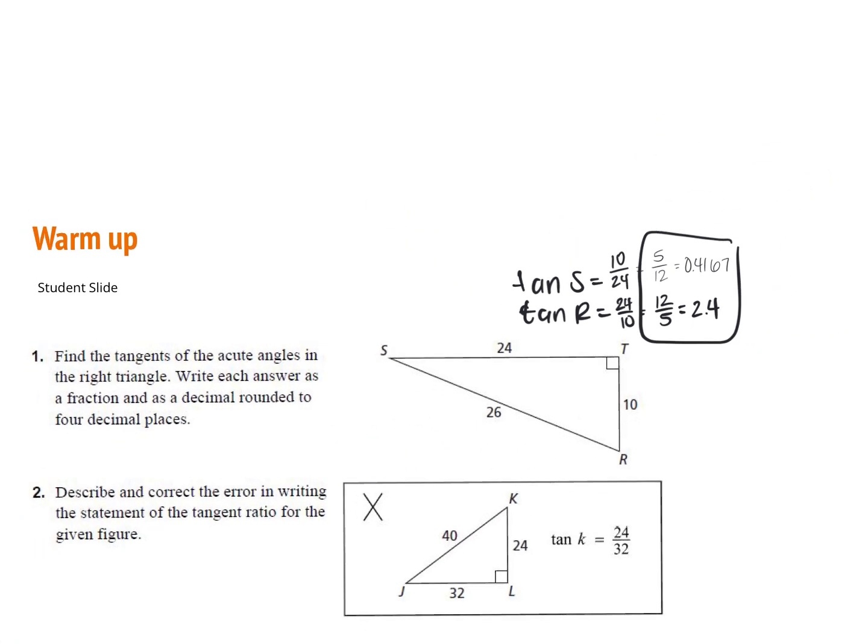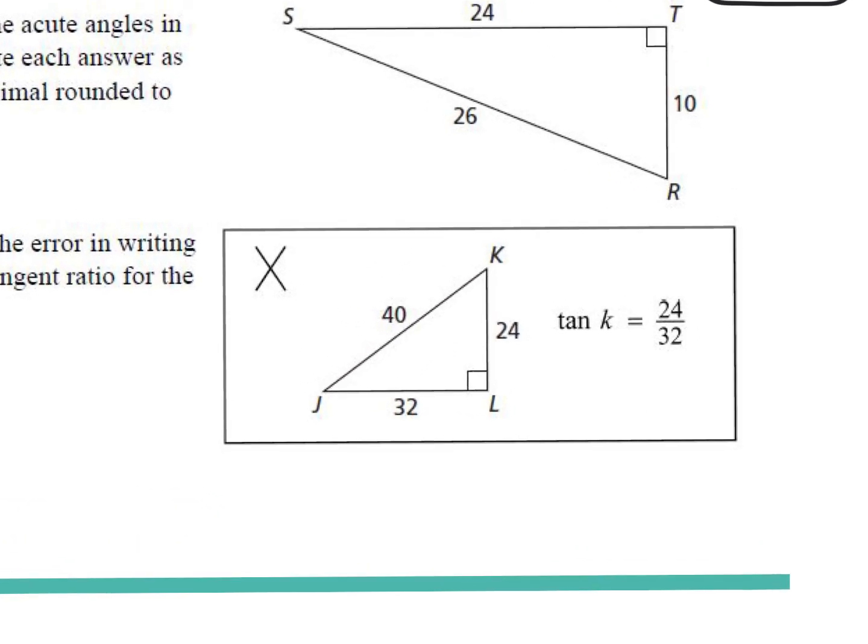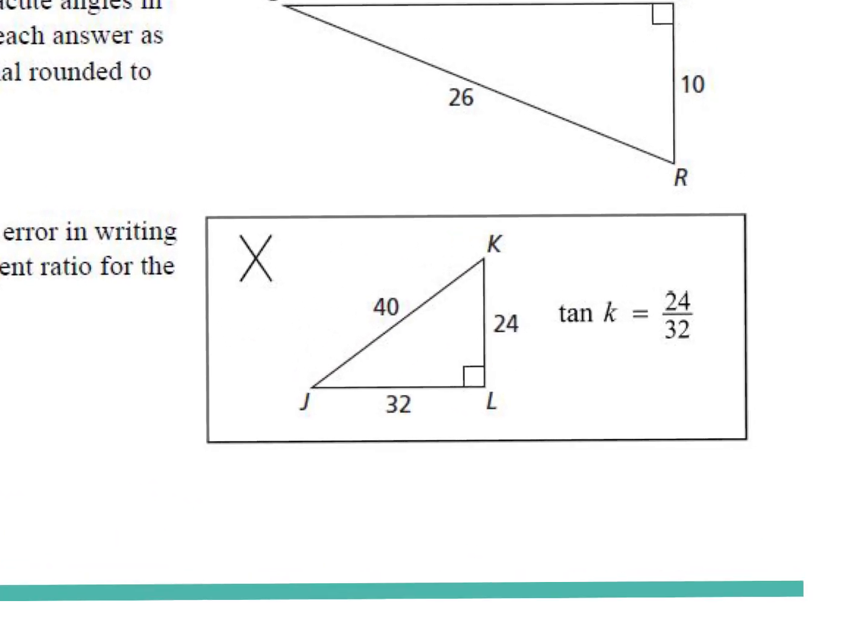Okay. Next one, there is an error here. Actually, someone pointed out there's actually 2 errors here. What is one of the errors, Juliet? Very good. The ratio is incorrect. What should the ratio be, Juliet? Excellent. It should be 32 over 24, okay?